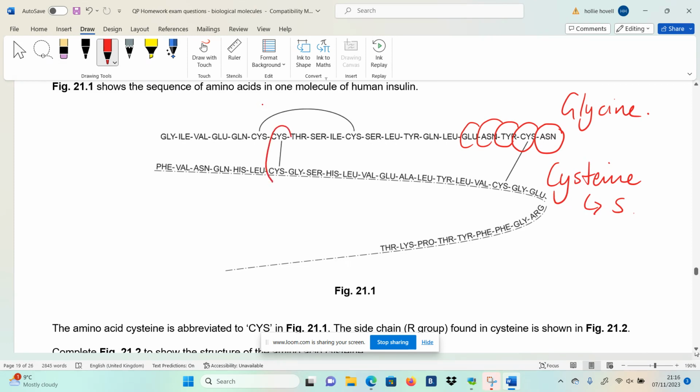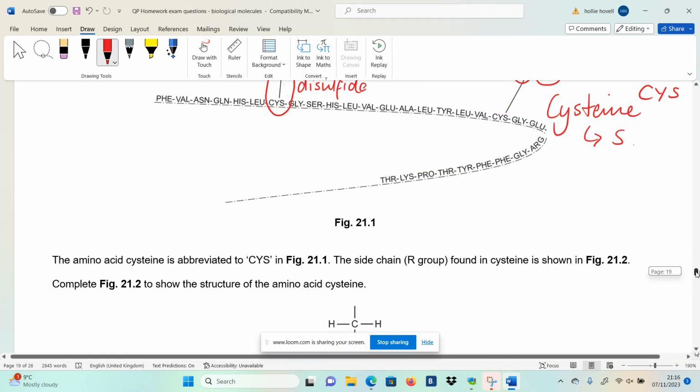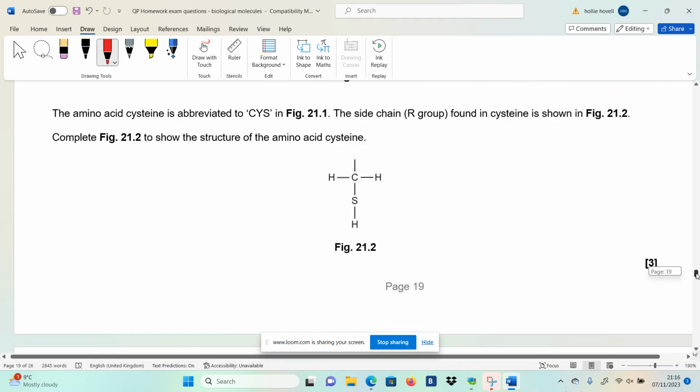So that bond there, look, between cysteines is going to be disulfide. And you've got another one here between these two cysteines, another disulfide bond there. So the 3-letter code for cysteine is CYS. And you can just see that each amino acid has a 3-letter code for it. So that's a chain of amino acids shown there. The amino acid cysteine, it tells you, is abbreviated to CYS in figure 21.1.